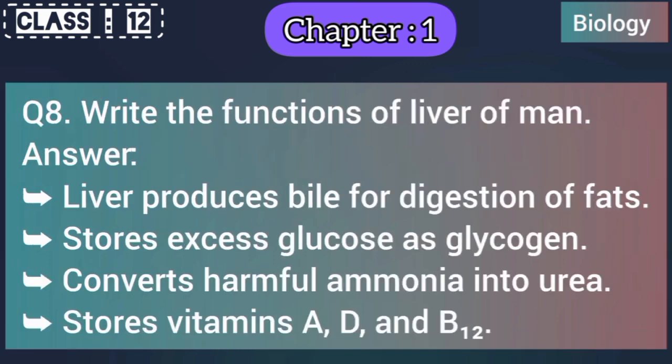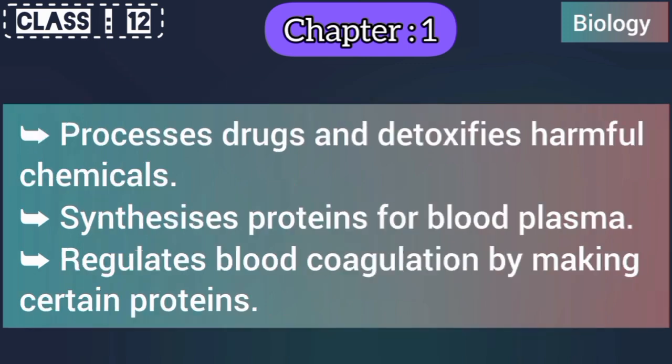Q8. Write the functions of liver of man. Answer. Liver produces bile for digestion of fats. Stores excess glucose as glycogen. Converts harmful ammonia into urea. Stores vitamins A, D, and B. Processes drugs and detoxifies harmful chemicals. Synthesizes proteins for blood plasma. Regulates blood coagulation by making certain proteins.